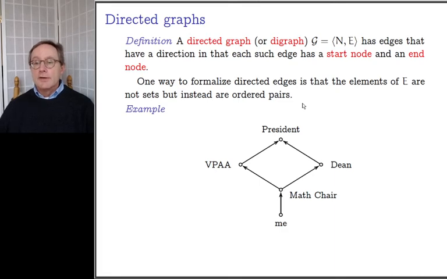And here's an example of my lowly place in the organization of St. Michael's College. Here's me down here at the bottom in lowercase letters. And in some sense, I report to the math chair. In some sense, the math chair reports to the VPAA and also to the dean. And in some sense, those two august individuals report to the president. But anyway, it's a directed graph for the obvious reason.